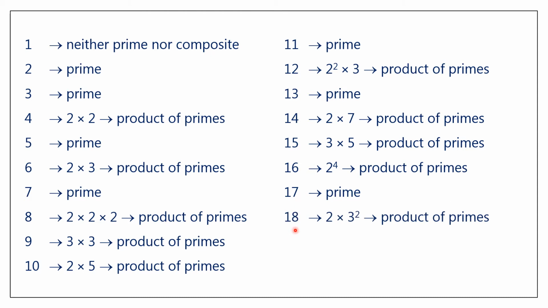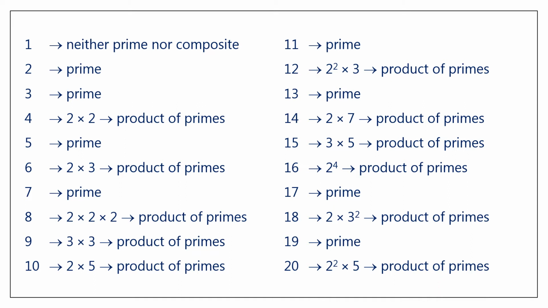Now 18, we can write this as 2 into 3 square. 2 into 9, that is 18 only. This is also a product of primes because 2 and 3 are primes. Therefore 18 also can be expressed as a product of primes. 19 is a prime number. Now 20 is a composite number, which we can write as 2 square into 5. 2 square means 4, 4 into 5 is 20. This is a product of primes because 2 and 5 are primes. Therefore 20 can be expressed as a product of primes.